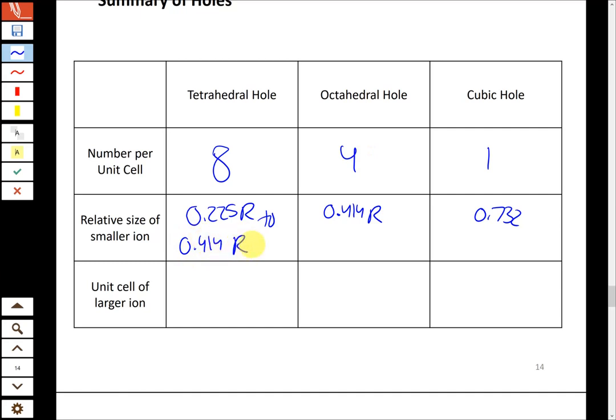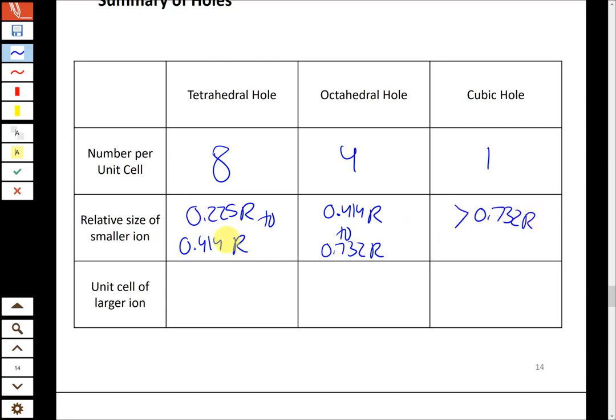And then if the cation radius is more than 0.414 times the anion radius, if the relative size is bigger than that, then you'll start filling the octahedral holes, and you can expand the structure a little bit until you get to 0.732. And then at that level, it's going to be favorable to fill the cubic holes, and the cubic holes will be filled anytime the relative size of the smaller ion is more than 0.732 times the size of the larger ion.